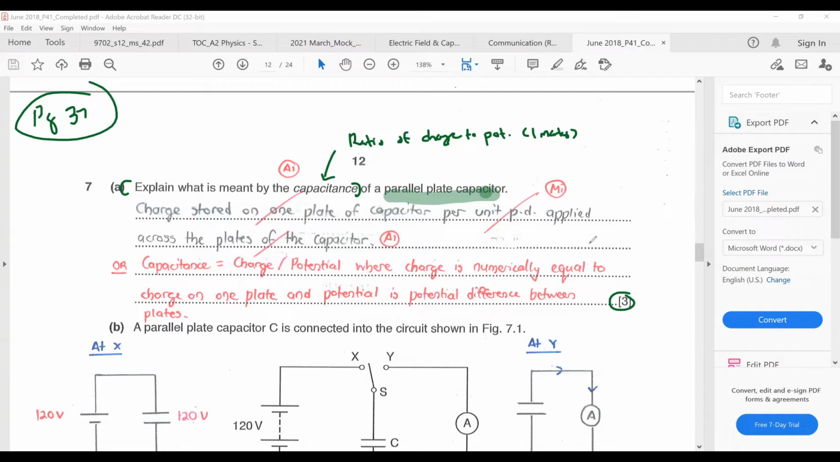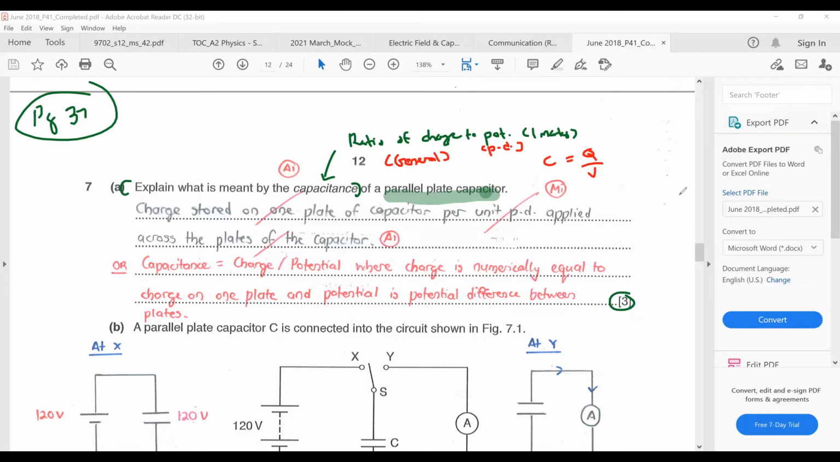Whenever you see this kind of question, you need to be clear on what kind of capacitance it is asking for. If they're asking what is meant by capacitance in general, this is your general definition: ratio of charge to potential difference. But if they ask you the capacitance of a parallel plate capacitor, then you have to say it is the charge stored on one plate of the capacitor per unit PD applied across the plates of the capacitor.